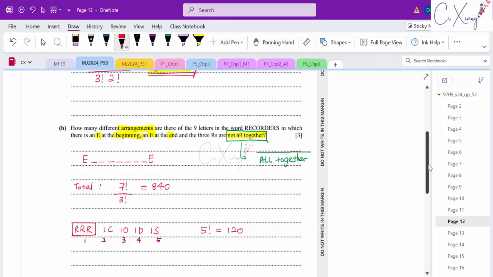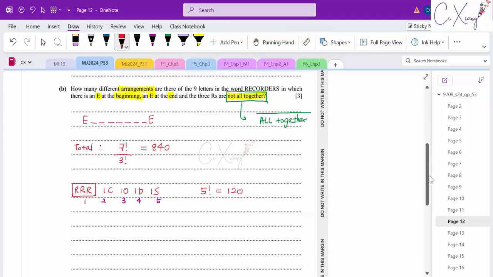Okay, so to get the number of arrangements where the R are not all together, we will take the total minus the case where all the R are together. So you should be having this, 720. Alright, yeah, then let's continue to part C.